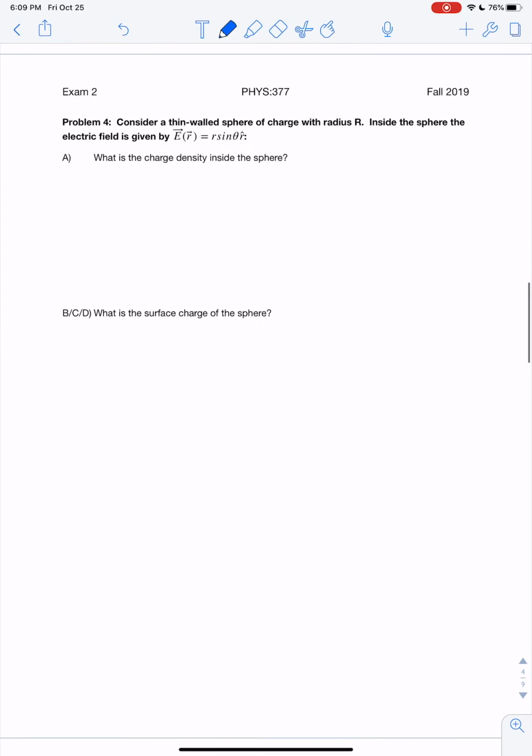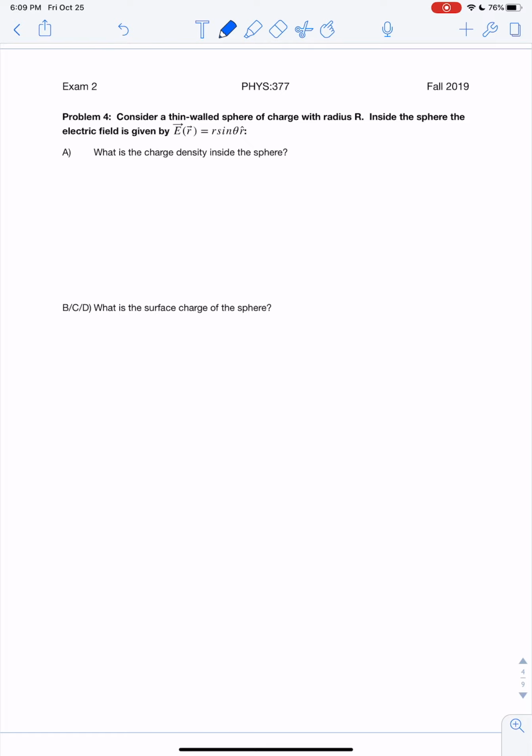Next one, problem 4. Consider a thin-walled sphere. It's got a charge on it, and inside the electric field is given by that. So the question is, what's the charge density in the sphere? Well, we know that according to one of the rules in Gauss's law, del dot E is equal to the charge enclosed divided by epsilon 0. So if the electric field inside the sphere is given by this, then we can just do del dot E to figure out the charge inside.